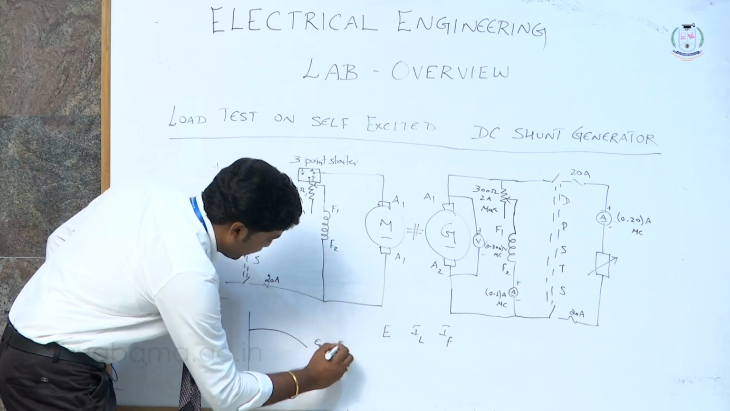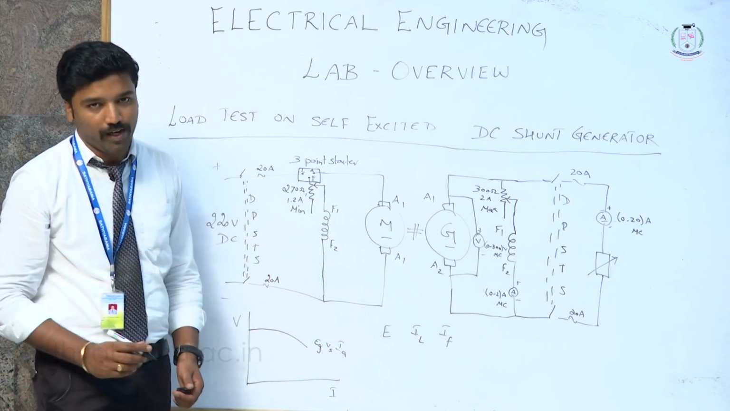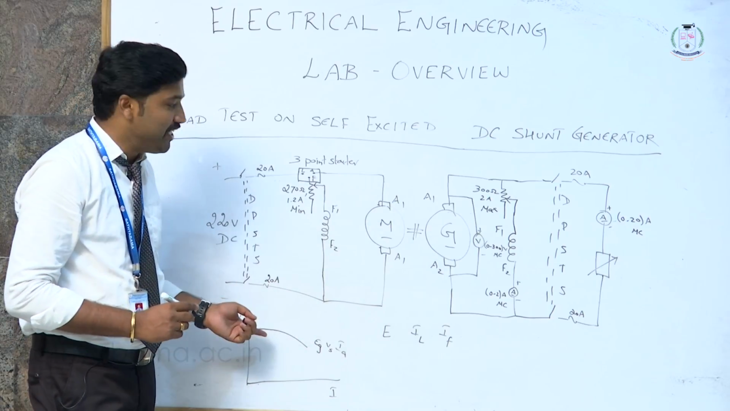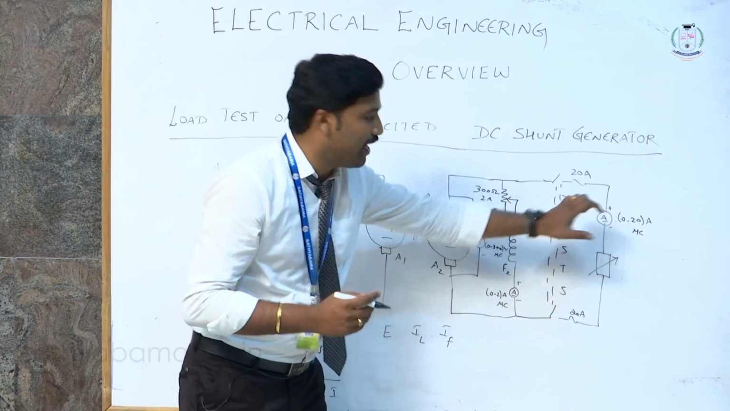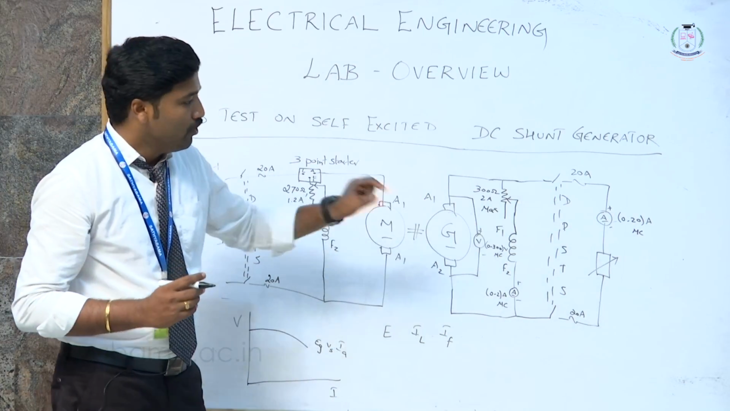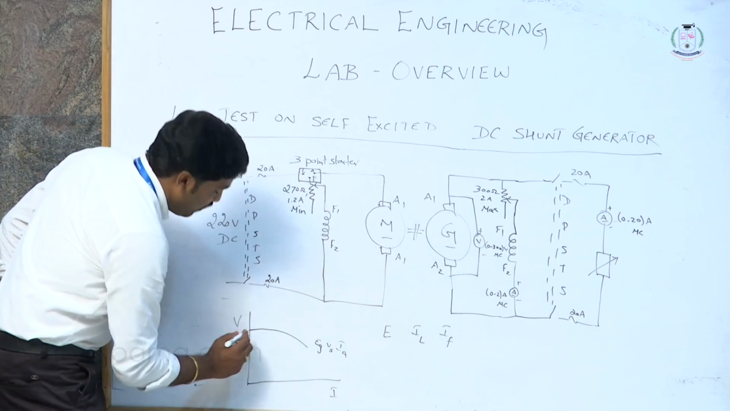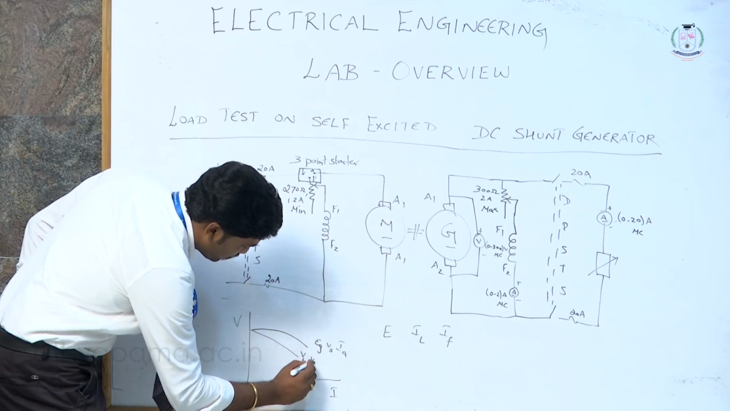EG versus IA. So here in the x-axis we can take I, y-axis we can take V. For external characteristics what you are going to take is VT and IL. That means your load side, the load voltage and your load current. Sorry, IL and VL. So that can be taken as external characteristics, VL versus IL.